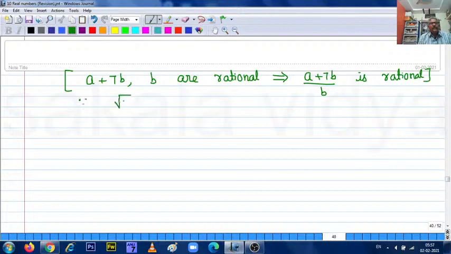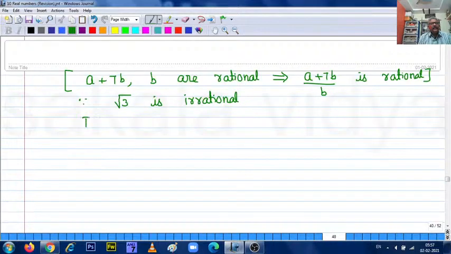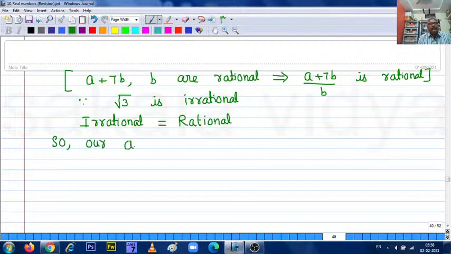Since root 3 is irrational, now we get like this: irrational is equal to rational. So our assumption is wrong.